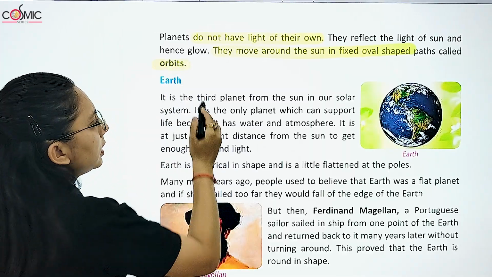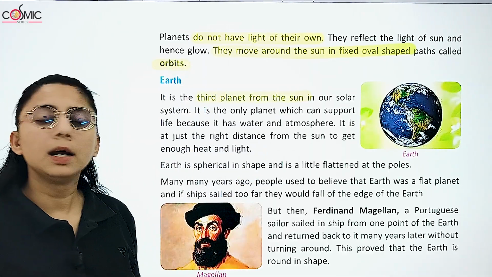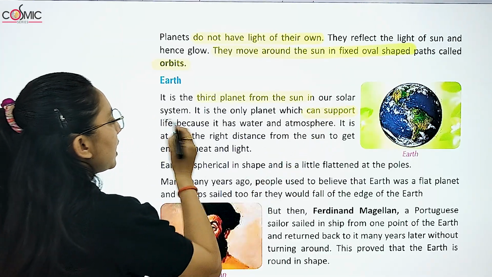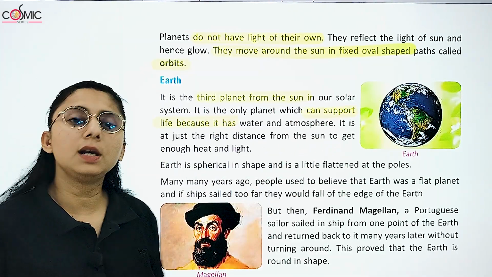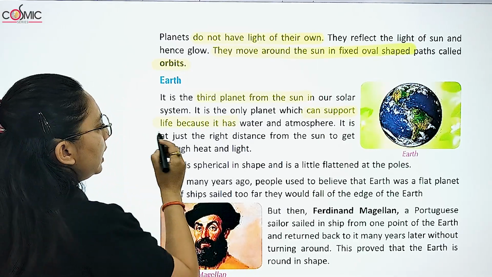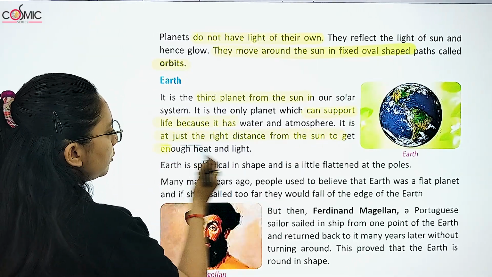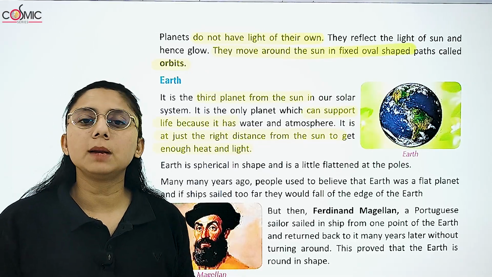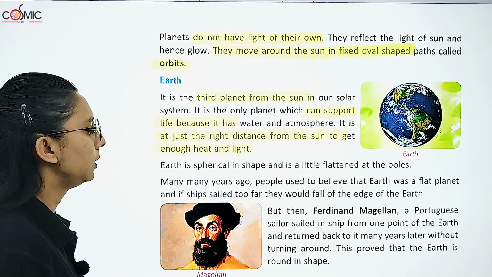If we talk about Earth, it is the third planet from the sun. It is the only planet, यही ऐसा planet है जो life को support करता है, because it has water and atmosphere. यहाँ पे water भी present है और atmosphere. It is at just the right distance from the sun to get enough heat and light. इतने distance पे कि proper amount of heat and light इसको यहाँ पे available है.